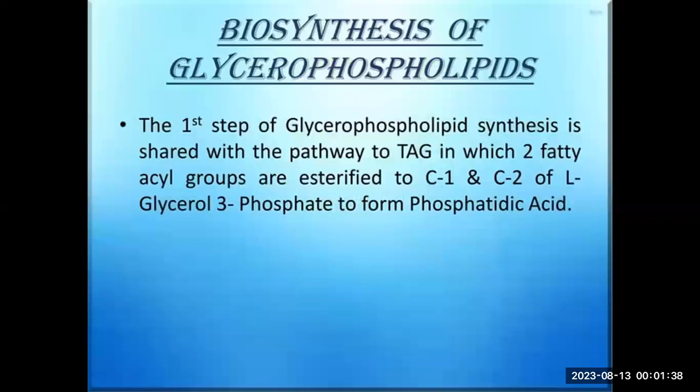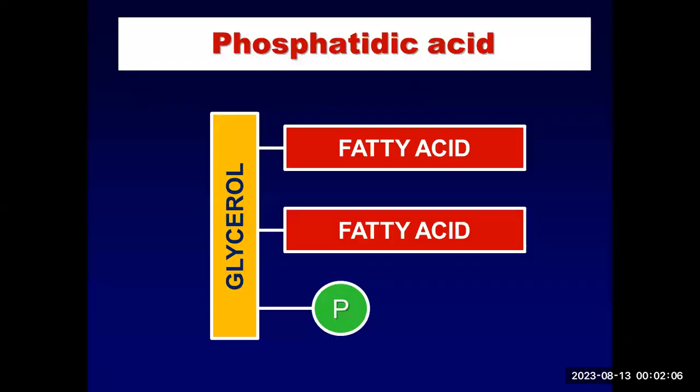As far as the biosynthesis of glycerophospholipid is concerned, the first step of glycerophospholipid synthesis is common with the pathway to triacylglycerol, in which two fatty acid groups are esterified to carbon number 1 and carbon number 2 of the L-glycerol 3-phosphate to form the phosphatidic acid. That's what phosphatidic acid is. Phosphatidic acid is the one which contains glycerol attached to two fatty acids and a phosphoric acid.